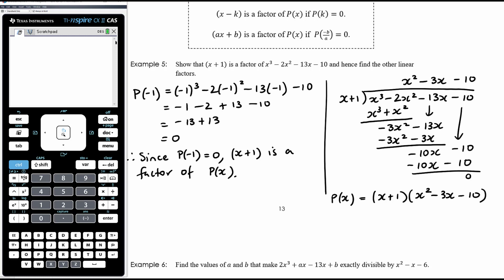And then we want the other linear factors. So we've got one linear factor and one quadratic factor. So we know how to factorize quadratics though, so we want to further factorize that quadratic. So we've got the other linear factors.